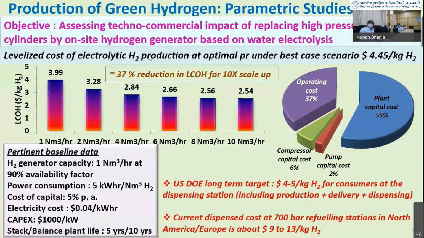So with our technology, if we go for the levelized cost of electrolytic hydrogen production with optimal pressure and technology, we can reach up to $4.45 per kg hydrogen. And there we can see the operating cost is 37%, 46% is the capital cost, and the rest is simply compressor cost to get the particular pressure.